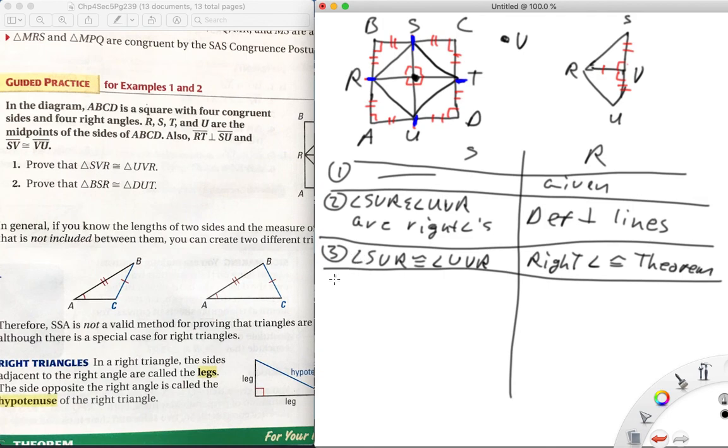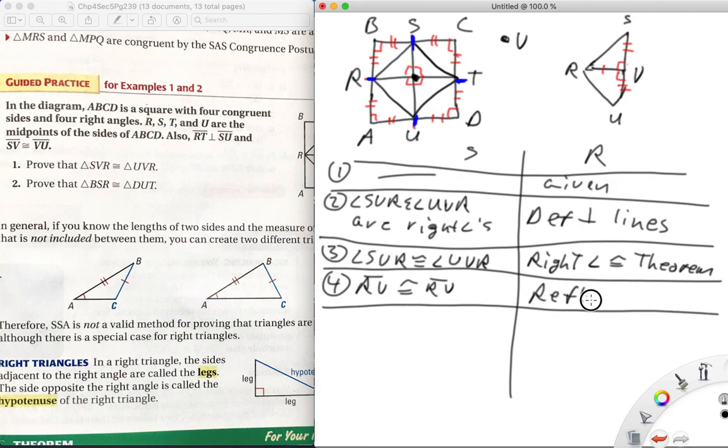Right angle congruence theorem. It's already given to me that these two guys are congruent. So I just have to say that RV is congruent to itself, because of the reflexive property. Okay, and I have enough information to say that the triangles are congruent. So SVR is congruent to UVR, side angle side. Okay, so that's that one.